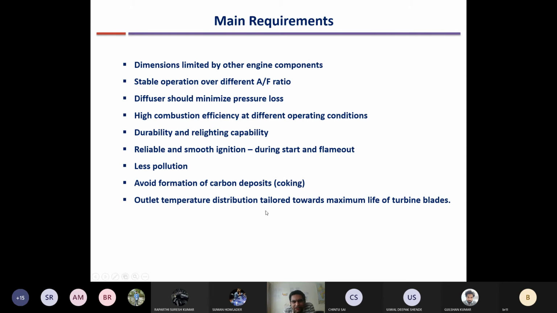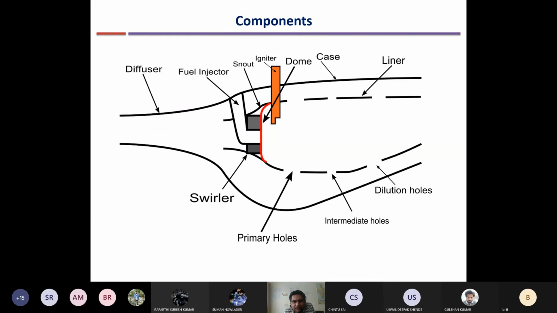And the outlet temperature distribution is tailored towards maximum life of the turbine blades. It means not only the maximum temperature, but the overall distribution at the outlet, what it is at the hub section and at the tip section of the turbine blades. So the distribution has to be carefully calculated nowadays, so that you get maximum turbine blade life, depending on the stresses.